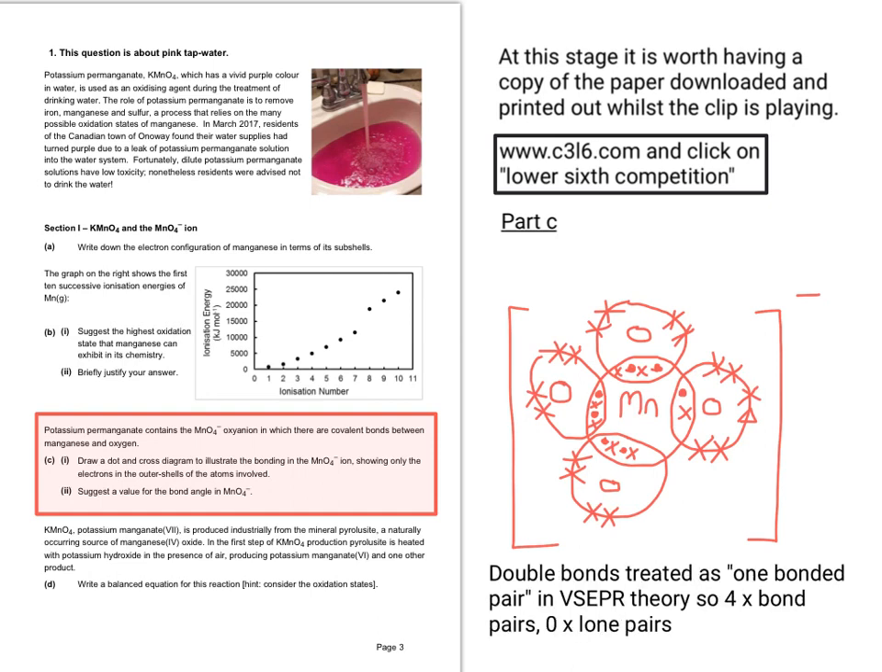So the final part of question C asks us to consider a bond angle in MnO4-. In valence shell electron pair repulsion theory, you'll remember that double bonds are treated as one bonded pair, and not 2 bonded pairs. So we have 4 bonded pairs and no lone pairs on the central atom. So this makes our bond angle 109.5 degrees.